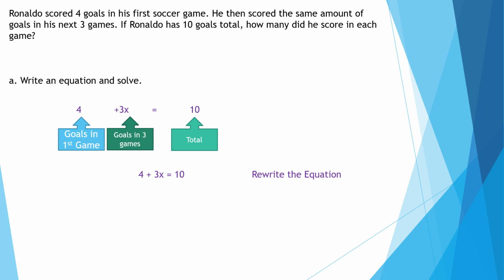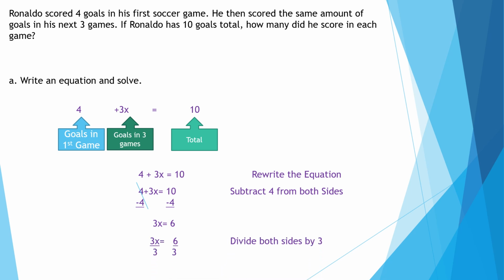The first thing we always do is rewrite that equation. Then we're going to subtract 4 from both sides. 4 minus 4 cancels out because it's a 0 pair, leaving us with just 3x, and 10 minus 4 gives us 6. To get rid of the 3 that's multiplied by x, we're going to divide both sides by 3. 3 and 3 cancel out, leaving just x, and 6 divided by 3 gives me 2. So he scored 2 goals in each of the next 3 games.